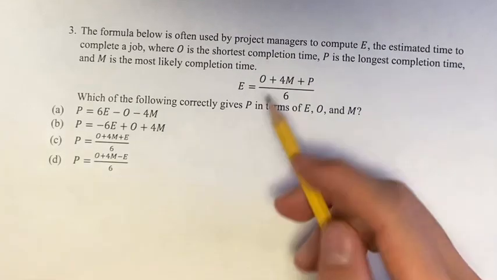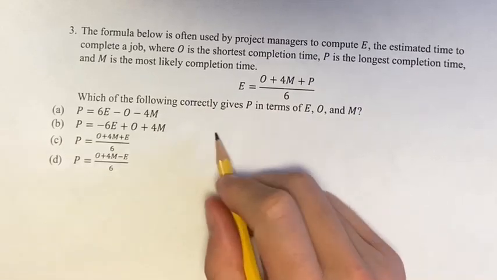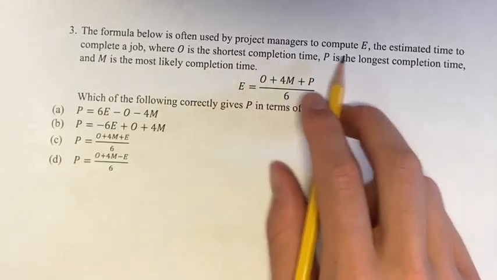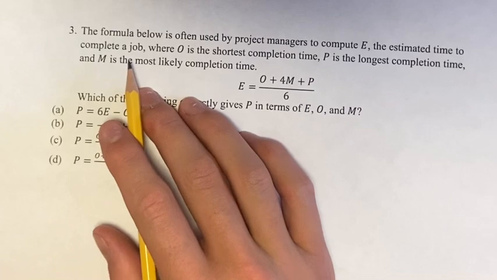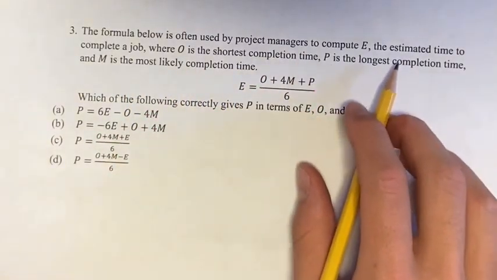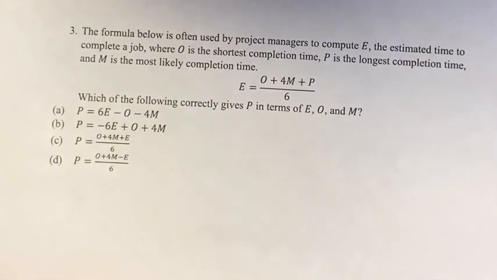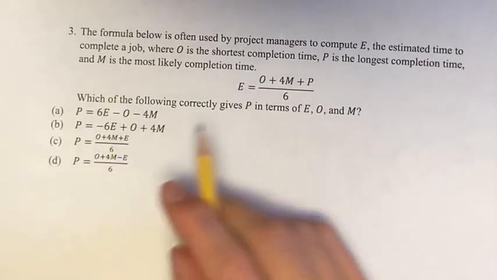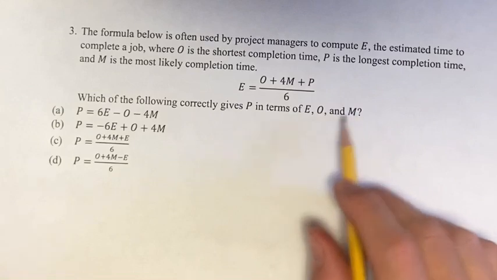In this problem, we're given this formula, which is often used by project managers to compute E, the estimated time to complete a job, where O is the shortest completion time, P is the longest completion time, and M is the most likely completion time. We're asked which of the following correctly gives P in terms of E, O, and M.